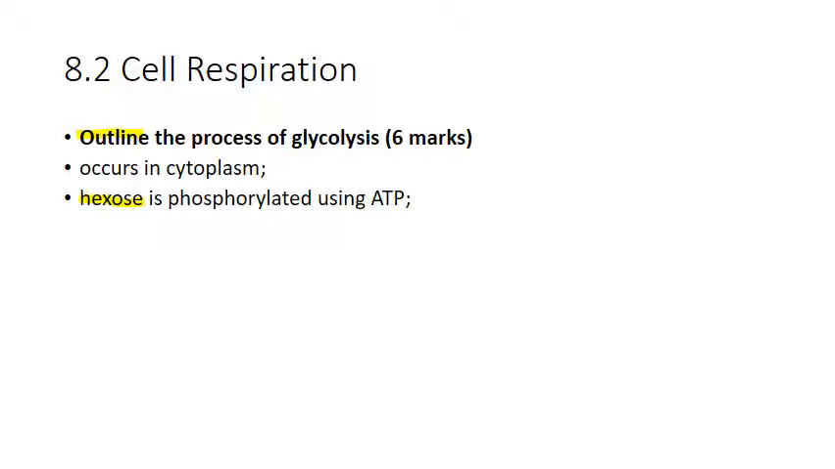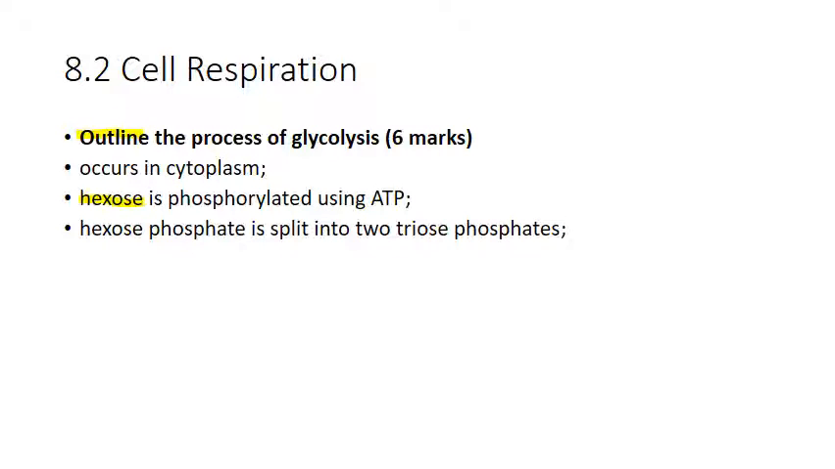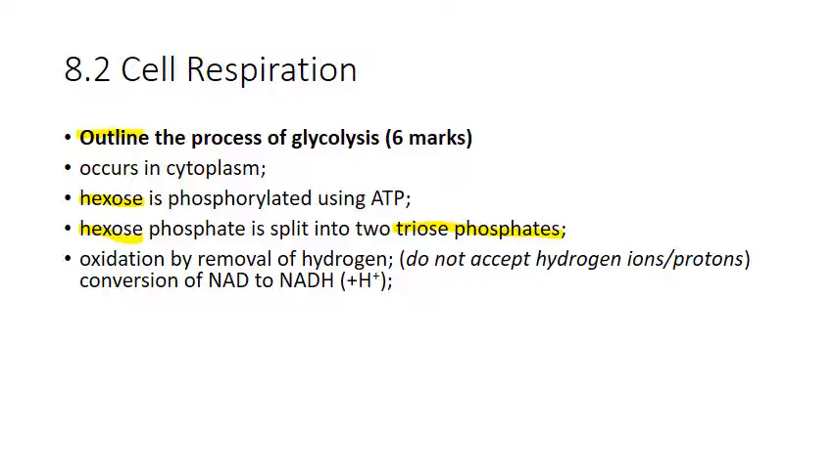Is phosphorylated using ATP. So that's that first step where we add those phosphate horns on there. That is split into 2 triose phosphates. Okay, this is looking kind of wordy. This means 6 carbon sugar is split into 2 3-carbon compounds with a phosphate on each. It is okay if you say 3 carbons, for goodness sake. Oxidation by removal of the hydrogen, okay, to convert NAD to NADH. So here's a less fancy way of saying this. If you say the carbon compound is oxidized to reduce NAD to NADH, you would get that marking point there.